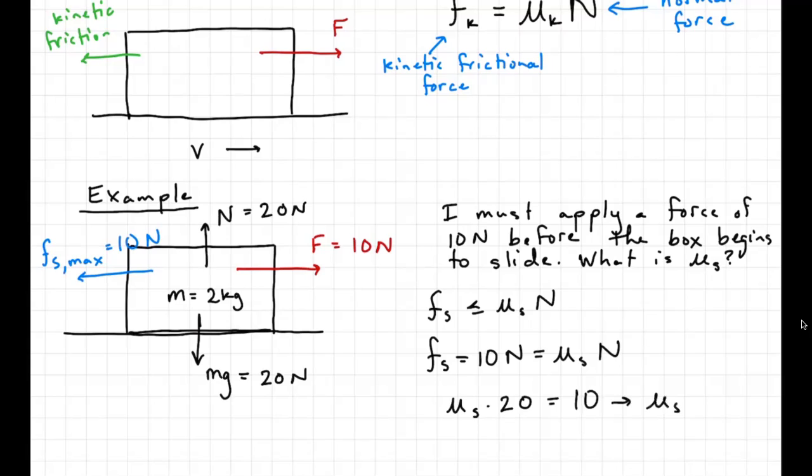So mu s equals 0.5. There are no units to the coefficient of friction. You'll notice that it's a ratio of two forces. So it's a ratio of the frictional force and the normal force. So it's newtons over newtons, which is a unitless number. So there's no units to this. That's a way you can start using frictional force.